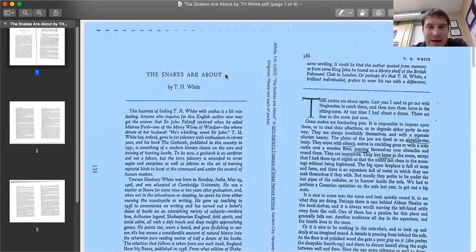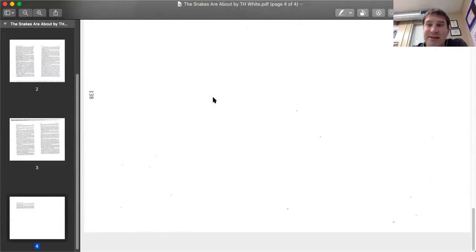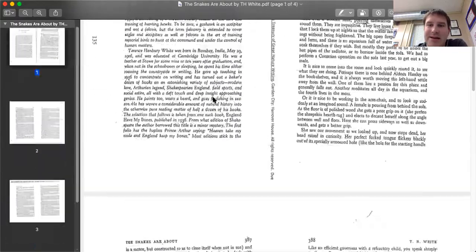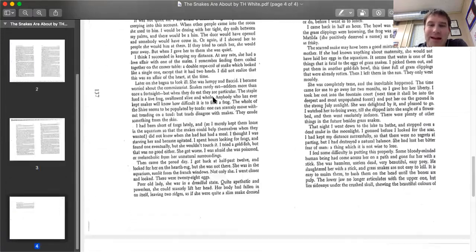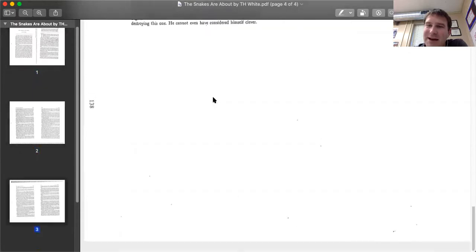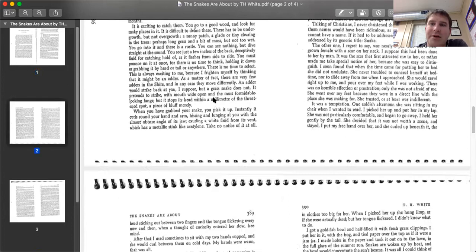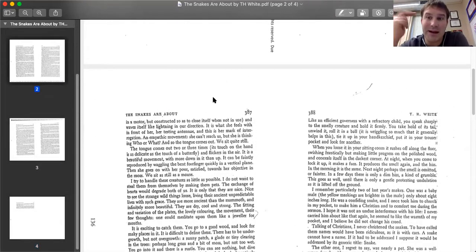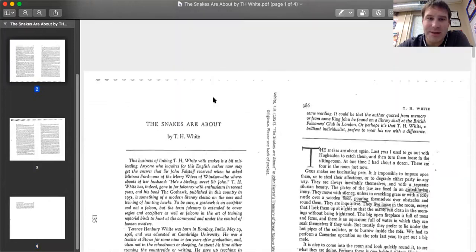But here is The Snakes Are About by T.H. White. It's a very interesting story about a man that lives with snakes in his house. It's kind of weird and kind of out there, but he does a really good job of writing the story. It is a fun story, and it has a sad ending, sadly, but it is an interesting story. So you're going to read this, and then you're going to tell me what the main idea is, have evidence that supports that as being the main idea, and then tell me who would benefit from interacting with this piece and why. That's the first piece, The Snakes Are About by T.H. White.